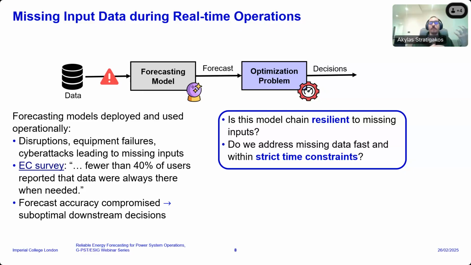For instance, a recent survey by the European Commission about the ENTSO-E transparency platform indicated that fewer than 40% of the platform users were 100% satisfied with the timeliness with which they received their data. And we hypothesize, of course, that if we have a disruption in the input of this model chain, this will compromise forecast accuracy and it will propagate into suboptimal and perhaps riskier decisions. So the question we ask here is, how can we make this model chain resilient to missing inputs? And how can we make sure that we are addressing this missing input problem in a fast manner that complies with strict time constraints, so we can deploy this operationally in real-time production?